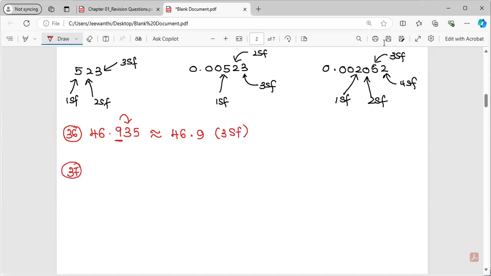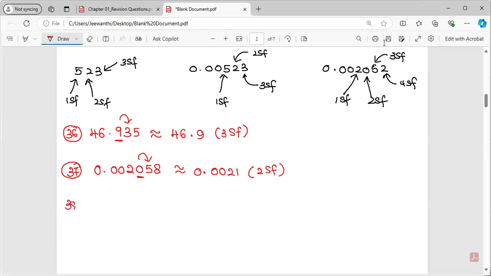Question number 37, you have 0.002058, and then here it is the second significant figure. This is the second significant figure. I look at the next number. It is 5. If it is 5 or more than 5, I need to add 1. So then I write 0.0021. And here I write 2SF.